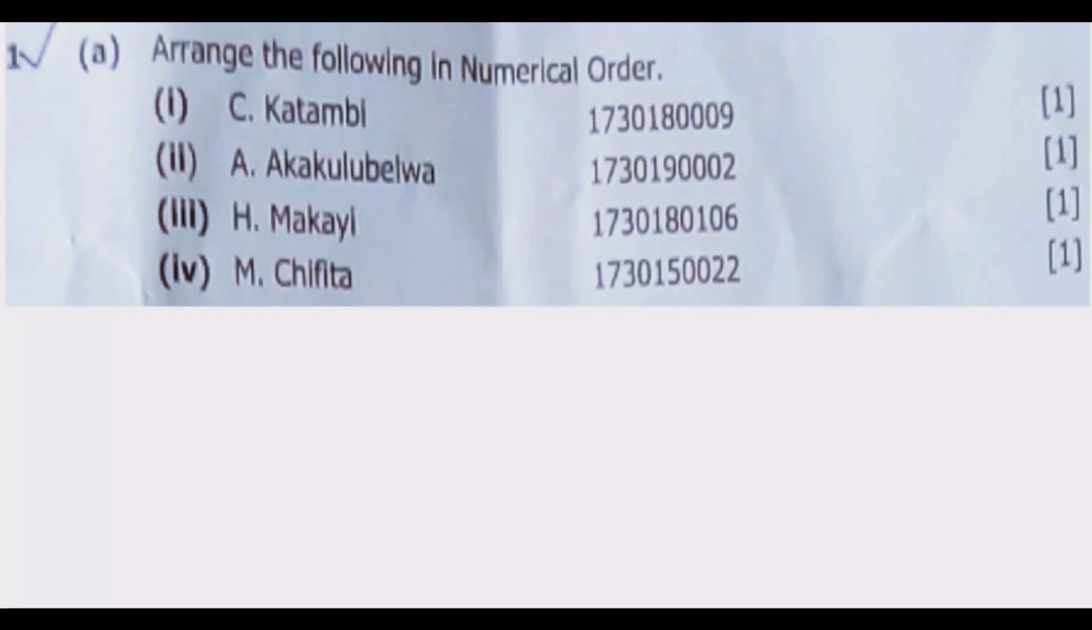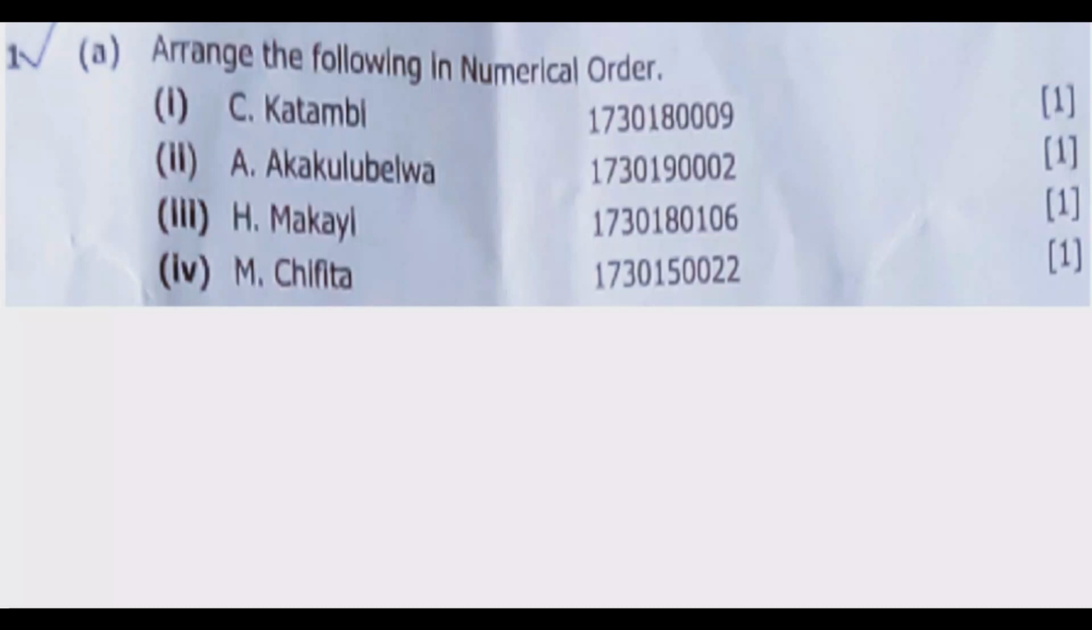Okay, so we have C Katambi with the number 1730 180009. Then A Akakulubelwa, which is 1730 190002. Then we have H Makai, which is 1730 180106. Then we have M Chifita, which is 1730 150022.